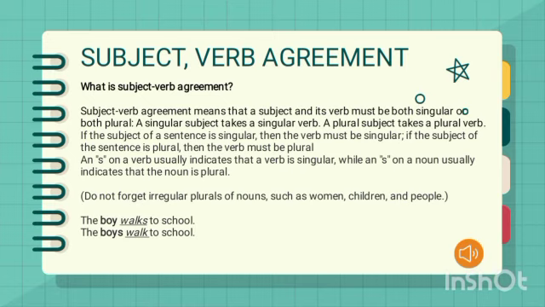A singular subject takes a singular verb. A plural subject takes a plural verb. If the subject of the sentence is singular, then the verb must be singular. If the subject of the sentence is plural, then the verb must be plural. An S on a verb usually indicates that the verb is singular, while an S on a noun usually indicates that the noun is plural.